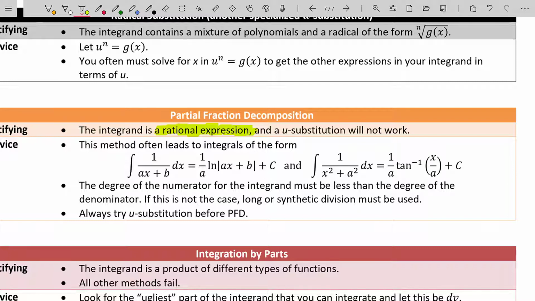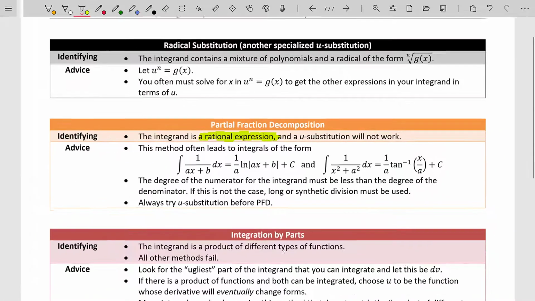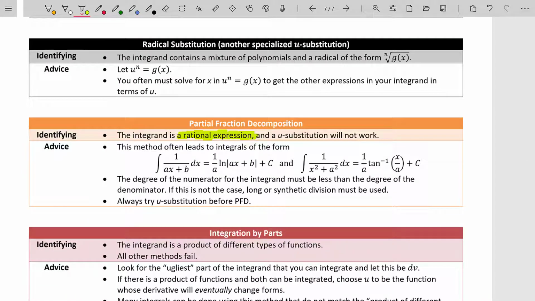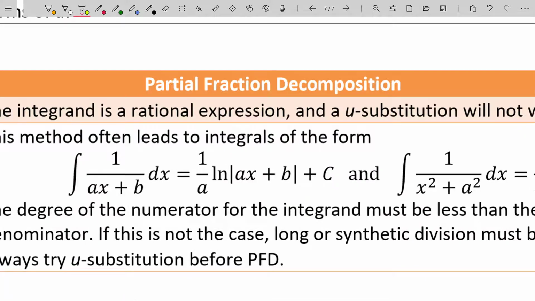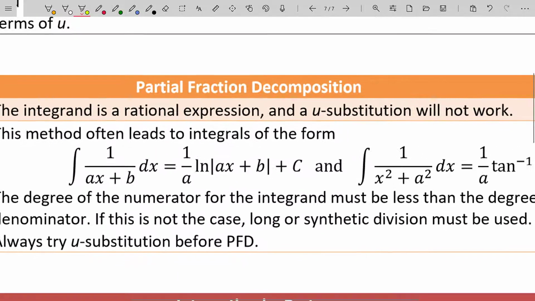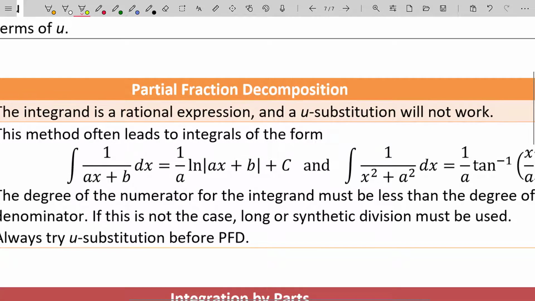And you use it when a u substitution just won't work. If a u substitution would have worked, you should have done it. Some advice. This method often leads to integrals of the form 1 over ax plus b dx, which is 1 over a natural log absolute value of ax plus b, and then plus some constant of integration.